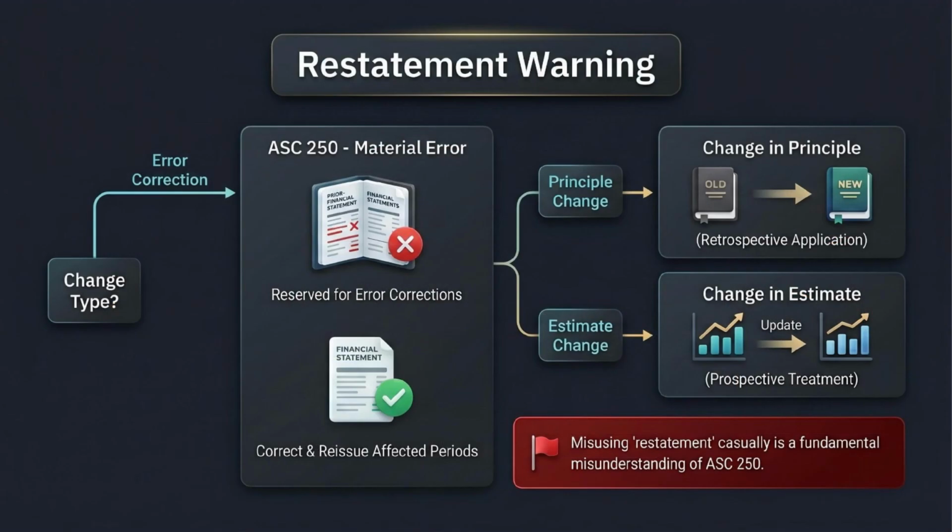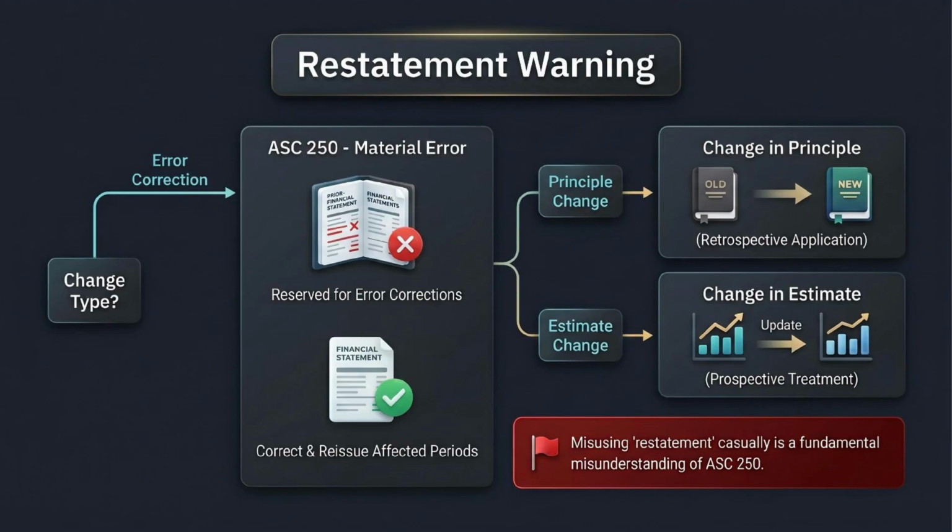Let us be very careful with the word restatement. Under ASC 250, restatement is not a casual word for "we changed a number." It is generally reserved for correcting material errors in prior period financial statements. That word carries weight. It tells users, auditors, regulators, and the market that previously issued numbers were incorrect.